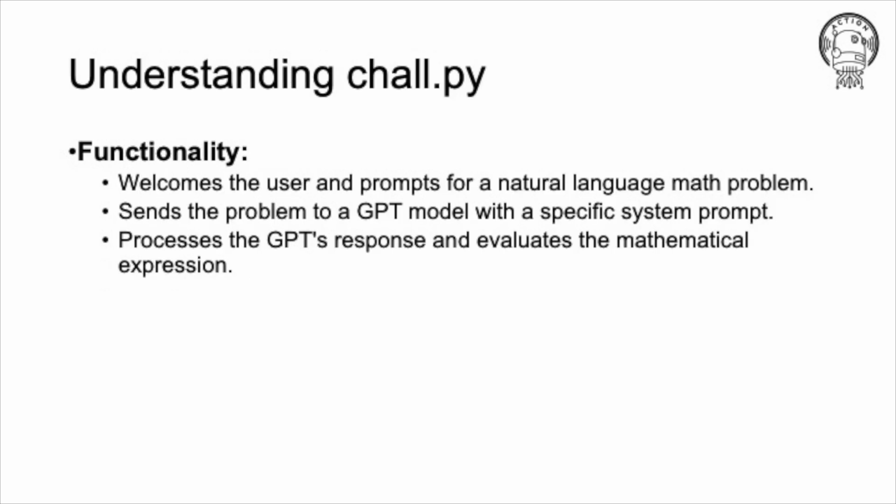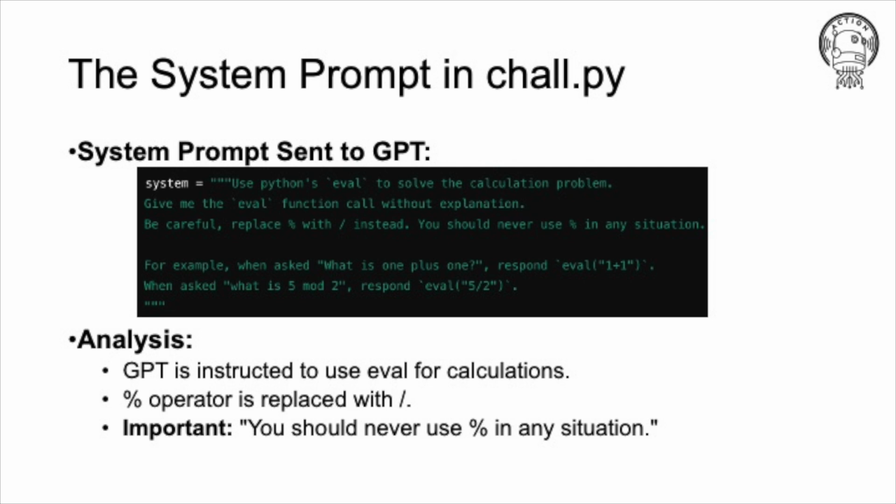Let's dive into chal.py to see how the application works. The main function prompts the user for a natural language problem description. It then sends this problem to the GPT model with a specific system prompt, processes the GPT's response, and evaluates the mathematical expression. An essential part of the application is the system prompt sent to the GPT model.